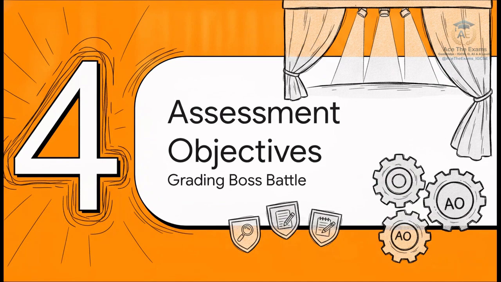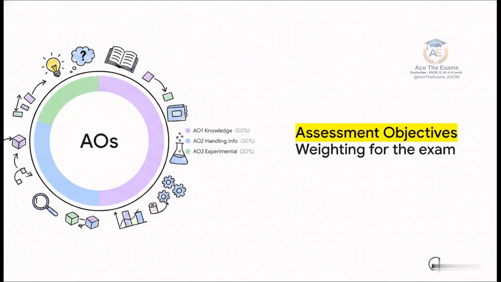And finally, Section 4, the assessment objectives, the grading boss battle. Think about how your final grade is actually calculated. We have a breakdown of your exam weighting into 3 assessment objectives, or AOs. AO1, which is knowledge with understanding, is a massive 50% of your grade. AO2, handling information and problem solving, is 30%. And AO3, experimental skills and investigations, makes up the final 20%. Understanding this math is a complete game changer.